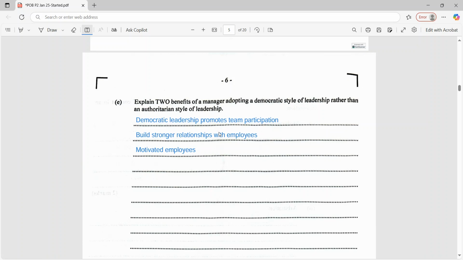So that's building or fostering a stronger relationship. Meanwhile, in an authoritarian style of leadership, whatever you say, persons will have to do. And so sometimes the relationship will not be as strong as it should be between you, the leader, and the employee. A democratic style of leadership also motivates employees because they have a say in the decision making. So they are more motivated to do the task than when it is an authoritarian style of leadership, where sometimes they may not like what they were asked to do, right?